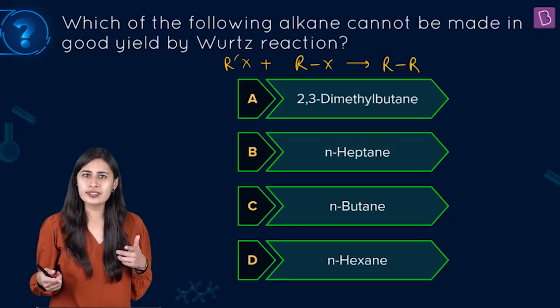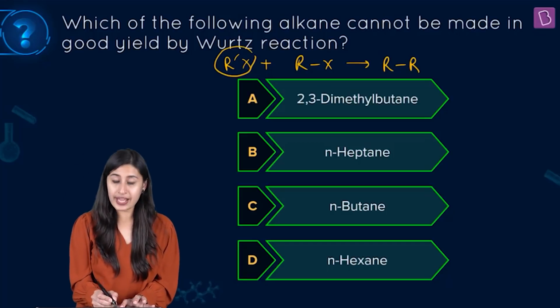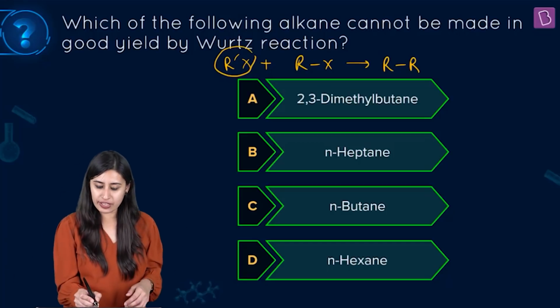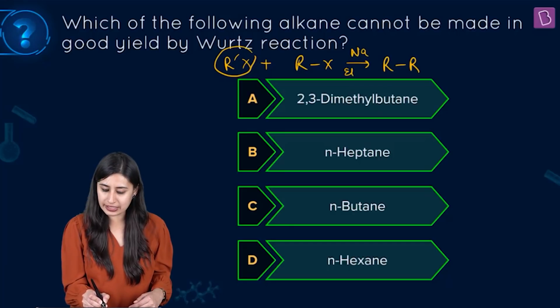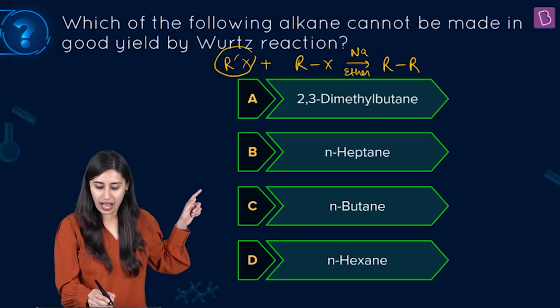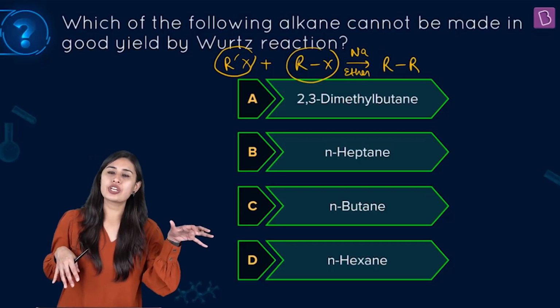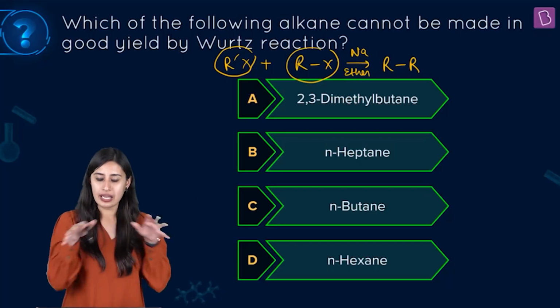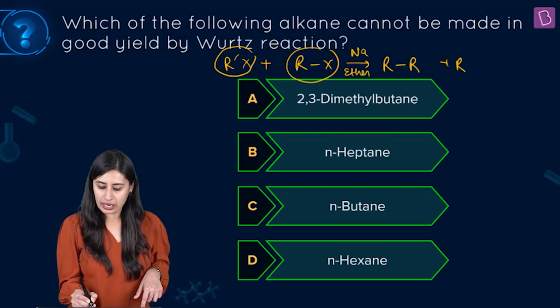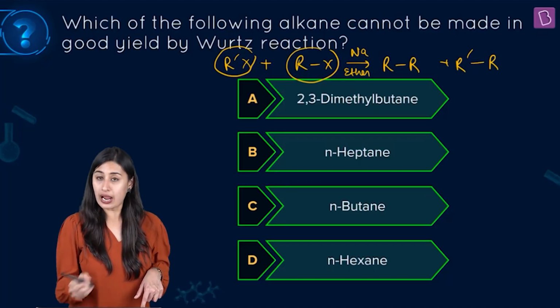Why one of the products? Please check, RX can react with its own self in the presence of sodium and ether, right? R'X can also combine with its own self, and RX and R'X can combine and give you R-R' as the product.